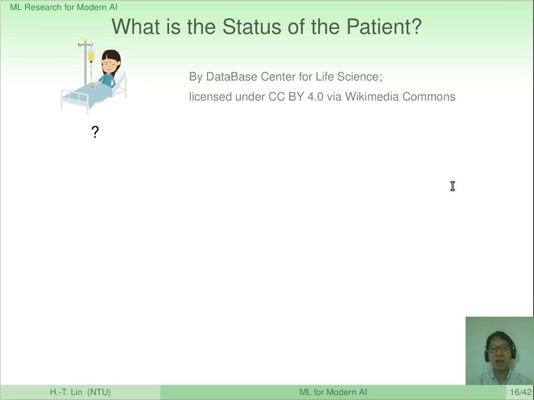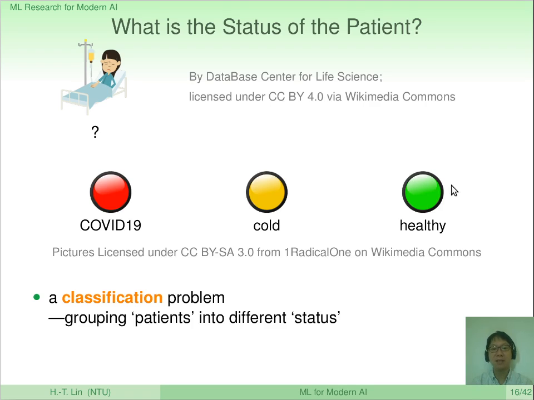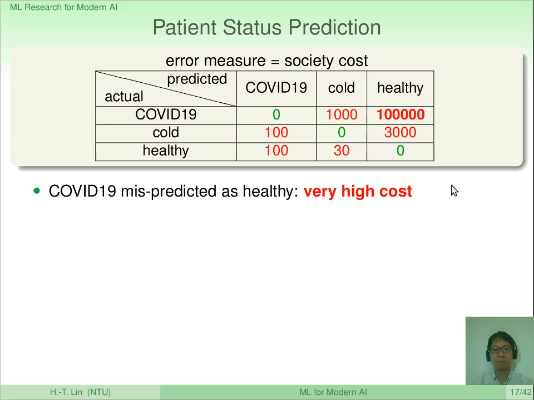Let's say the patient has three statuses: COVID-19 affected, cold affected, or healthy. This is a typical classification problem that tries to group the patients into different statuses. And the question we want to ask is, are all misprediction costs equal? If the computer makes an error, are all kinds of errors equal?